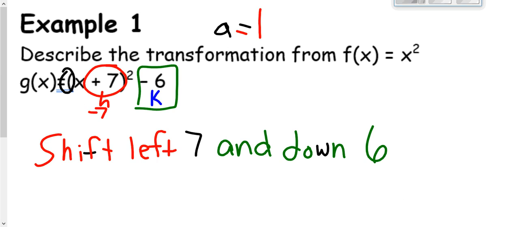So here we have our answer. We're describing, that means we're using words. So I need to say that we are shifting left 7 and down 6. Cool, let's try the next one.